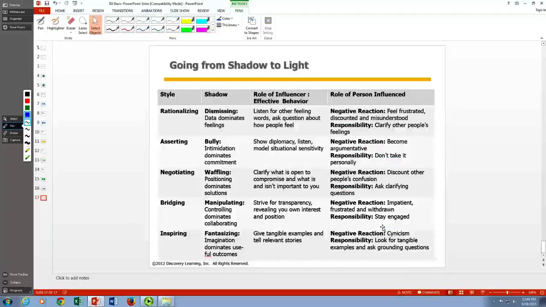So as each of these particular styles has a shadow side, rationalizing being dismissing, asserting being bullying, negotiating being waffling or trading, bridging can feel like manipulating, inspiring can feel like fantasizing. It's important to consider what's your role and how you can shift the behavior. So if you find that people have an experience of being dismissed or discounted, what can you do? You can start to listen for other people's feelings. You can seek that as you do this. That ought to influence the other in a different way.